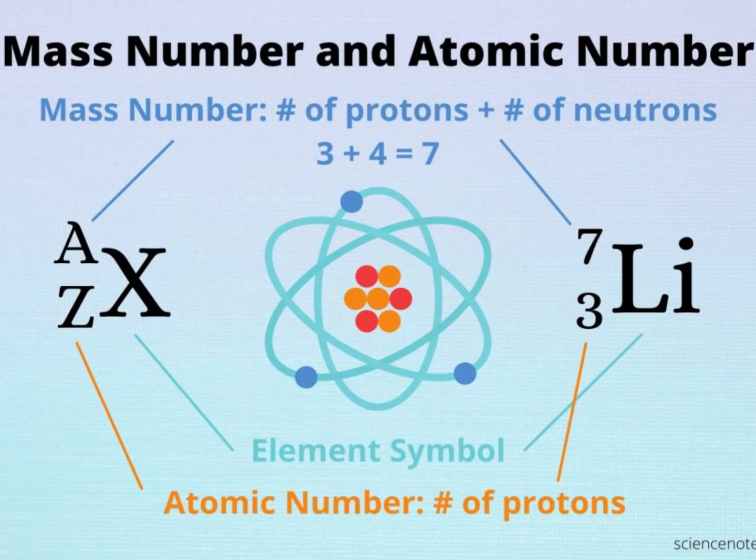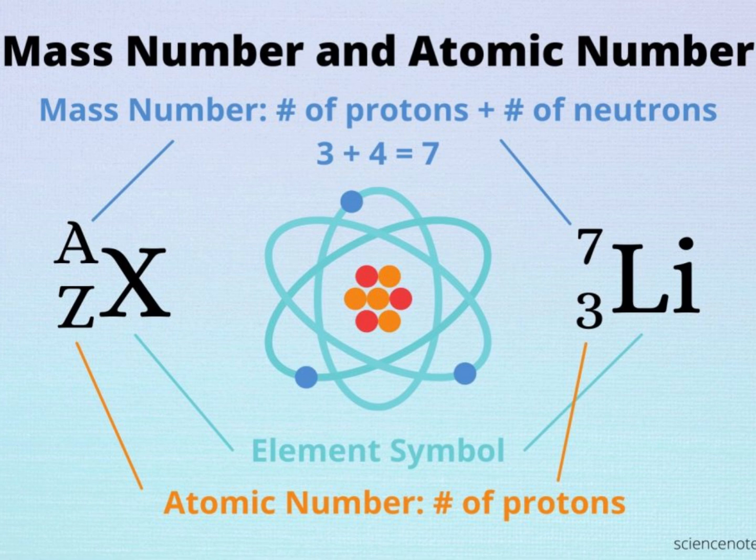The sum of protons and neutrons present in the atomic nucleus of an atom is what we call the mass number. And the atomic number is the total number of protons present in the atomic nucleus. So we arrange elements based on the increasing atomic number in the periodic table. Like for example, we have sodium.